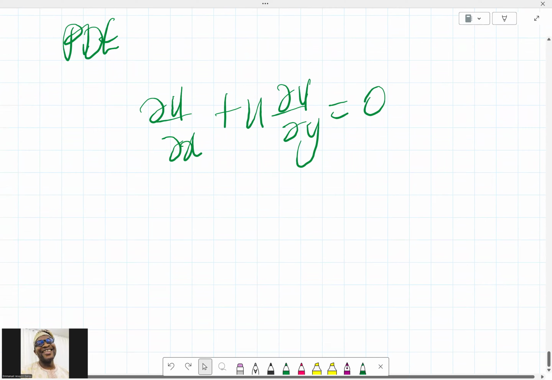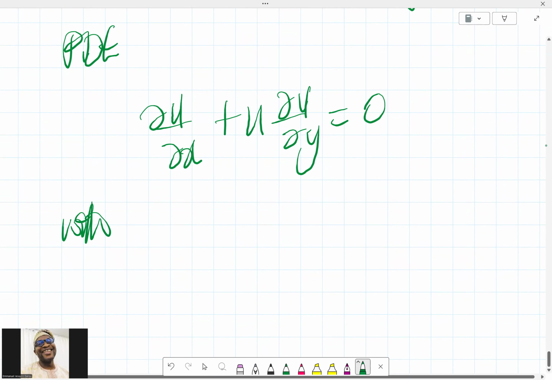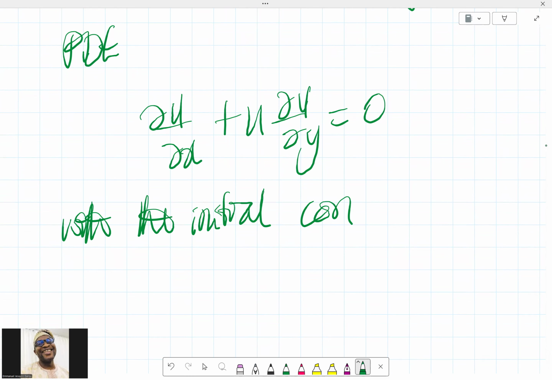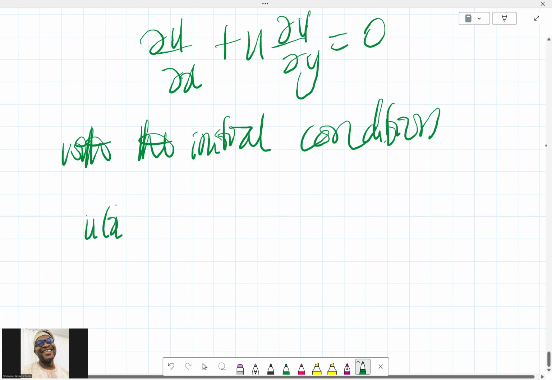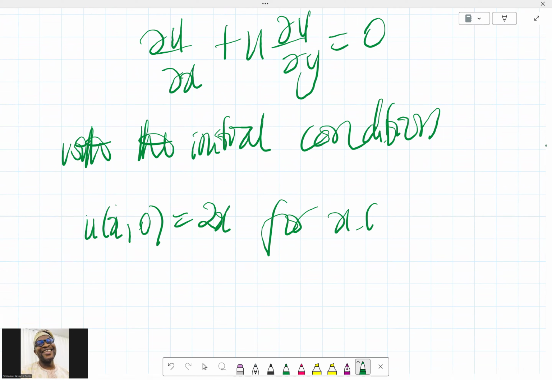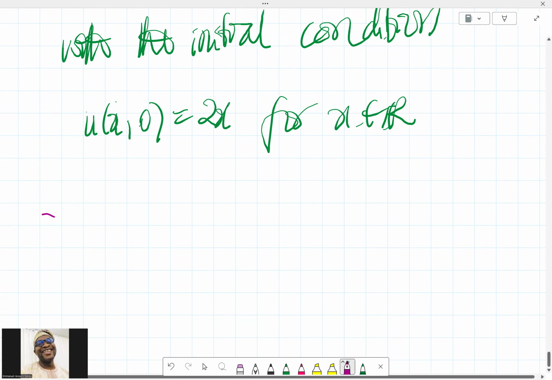Okay, so consider that PDE with the initial condition u of x comma 0 equals 2x for x belonging to the set of real numbers. So what do we do? Step 1.